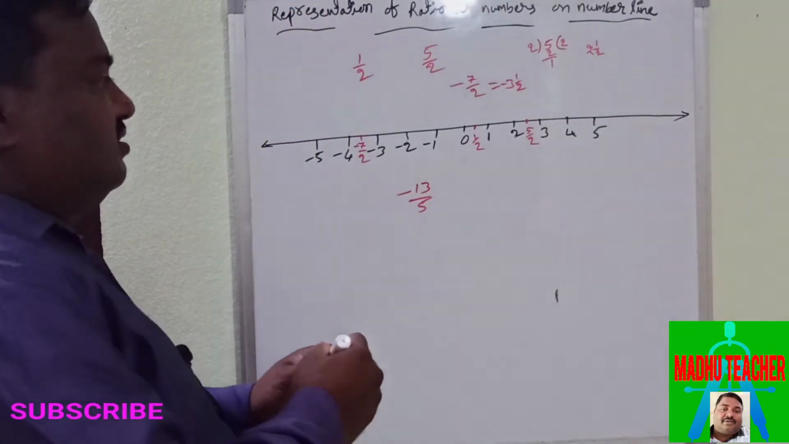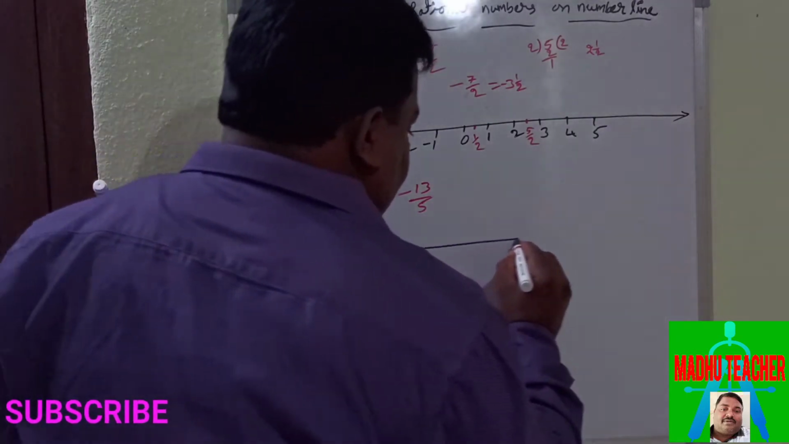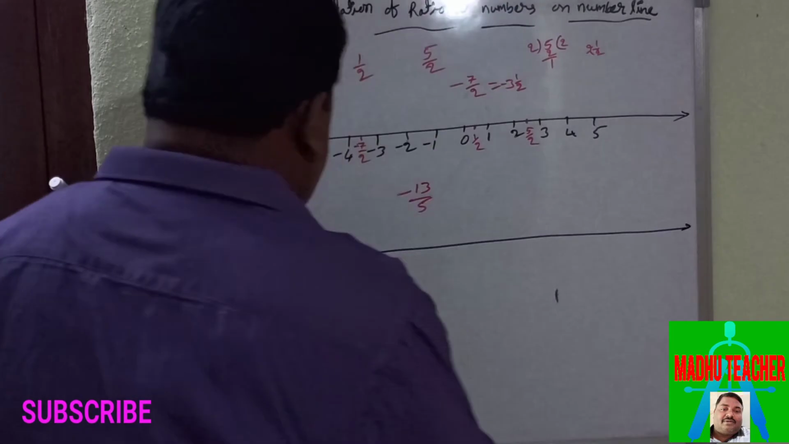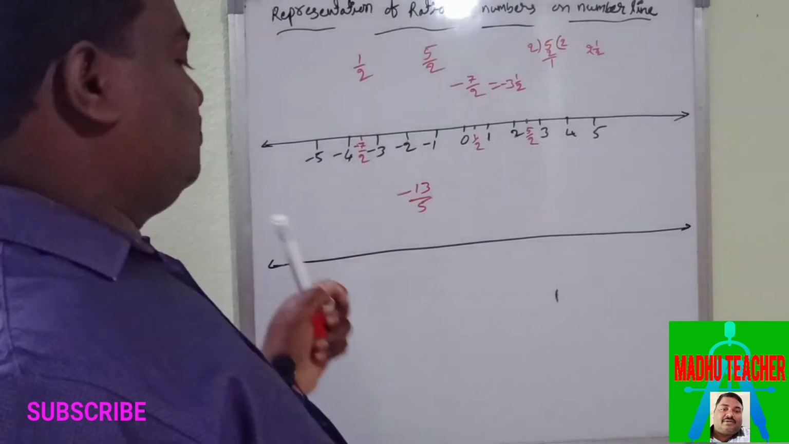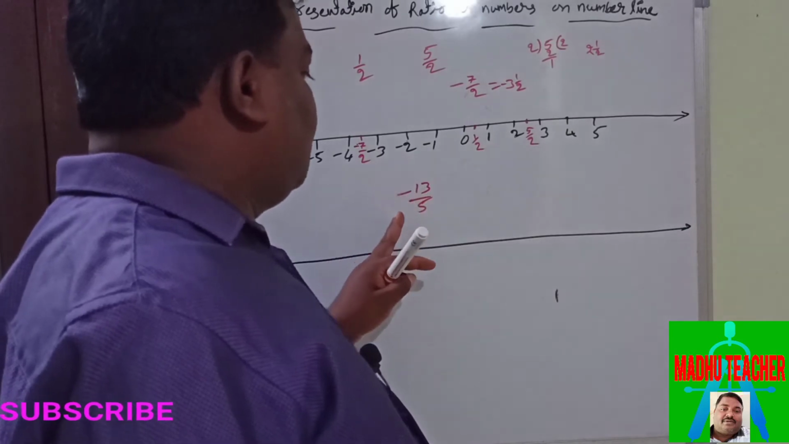Let us see. Suppose it is a number line. So first of all you have to decide where it lies.